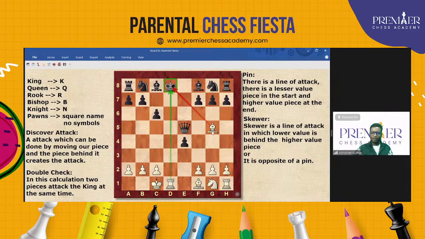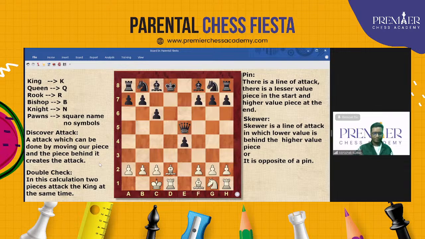And even if you play the bishop on A5 instead of G5, what we are seeing is the bishop is still attacking the king and the rook is still attacking the king. Both the pieces are attacking the king. So again, this is a form of double check. Awesome. Any doubts regarding this puzzle?